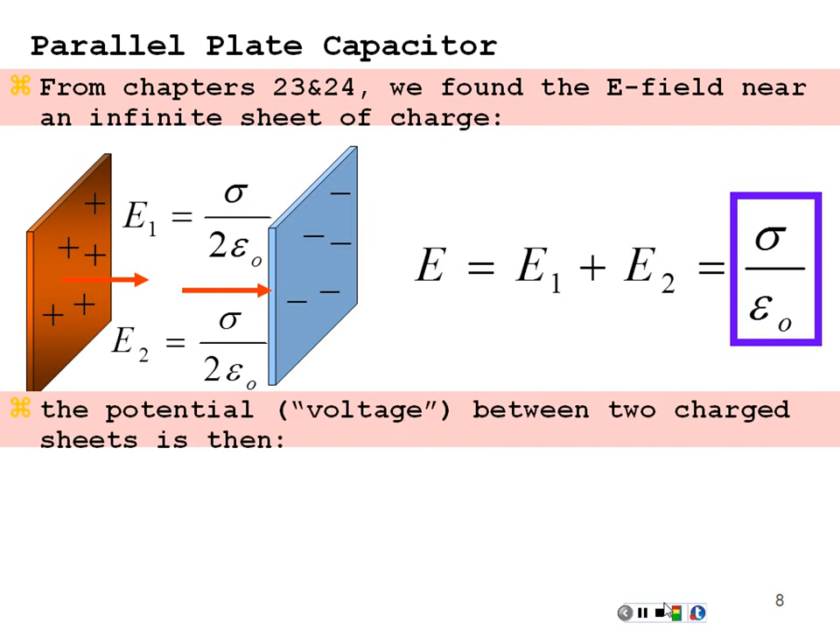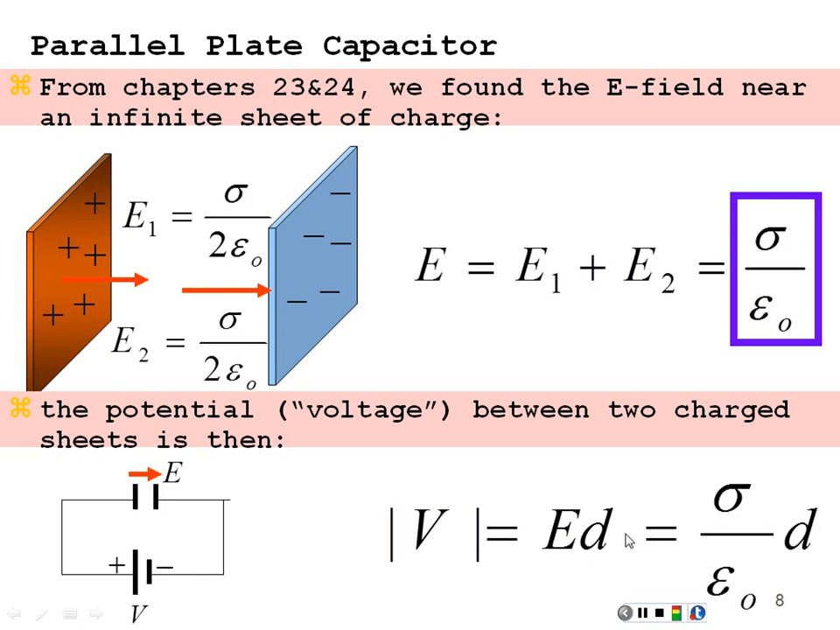So since we have a constant E field, our voltage will be constant as well, and will be equal to the E field times d, d being the distance between the plates. So that's going to be equal to sigma over epsilon naught times d, where d is the separation distance between those parallel plates.